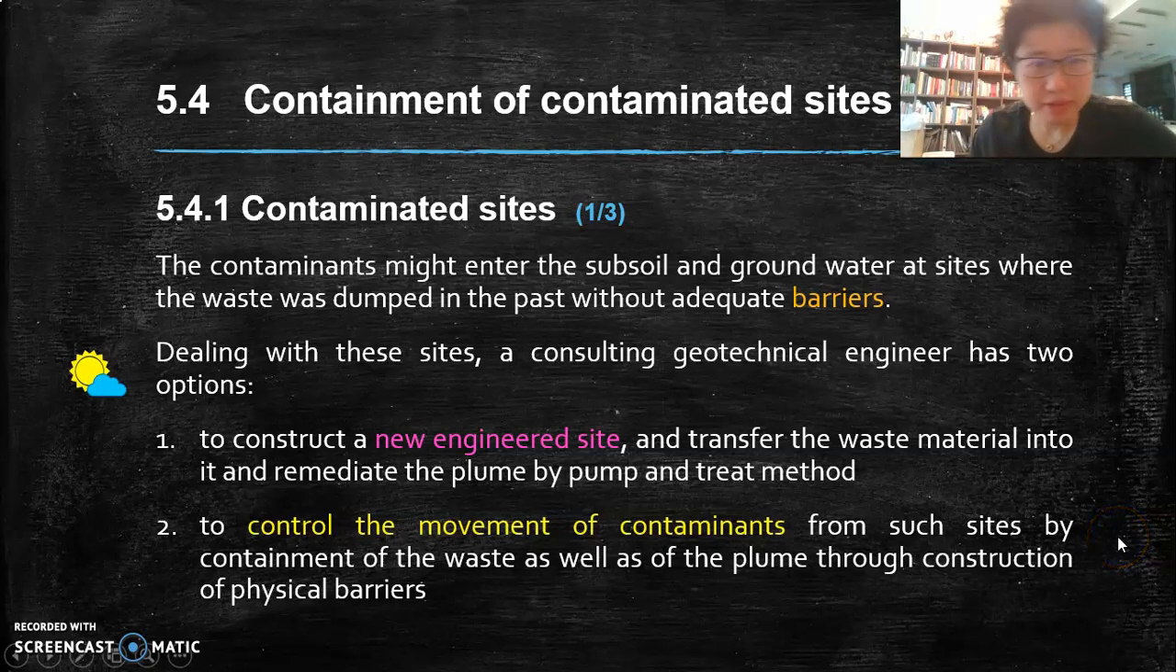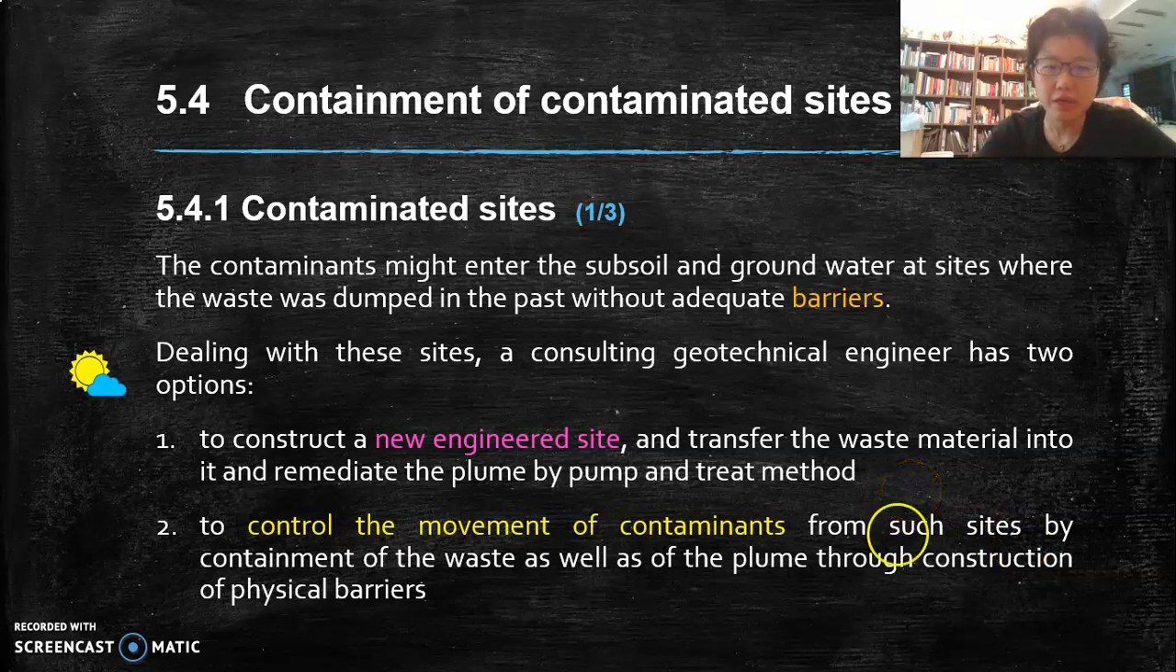Alright, so this is the last bit of chapter 5, in fact, for the whole module. So what do we do when we come across a contaminant site? This is just a recap of where we left off in the last slides. When we come across such a site, there are two options. Normally we have two options.